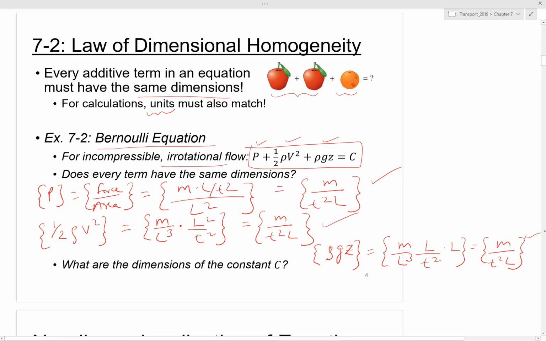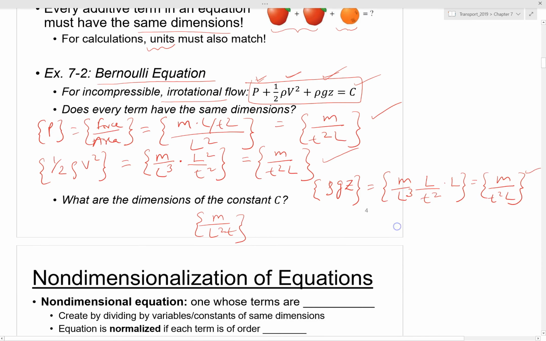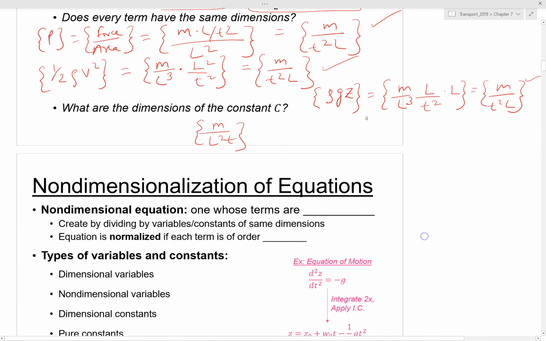So what are the dimensions of C? Again, remember that for this equation to be valid, your left hand side dimension should be equal to the right hand side dimension. So C is M over T square L. Okay. All right. Now we come to the first concept of non-dimensionalization.